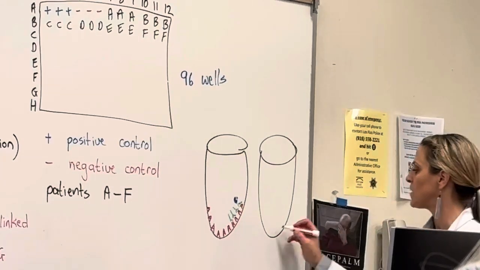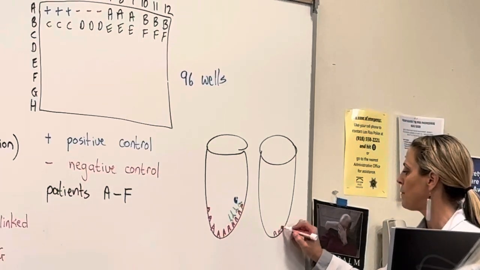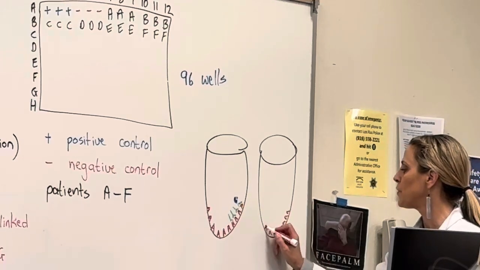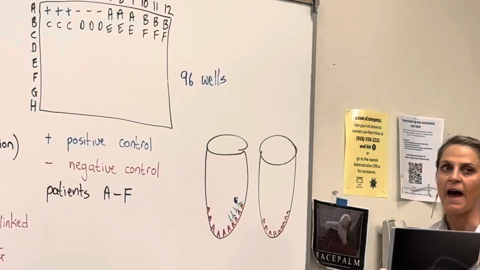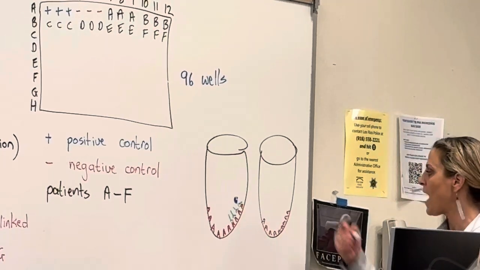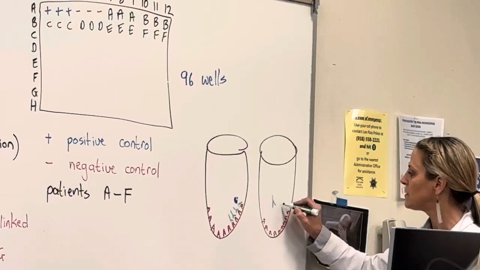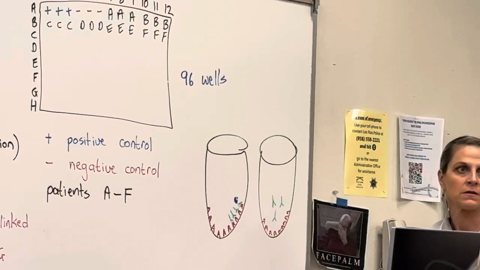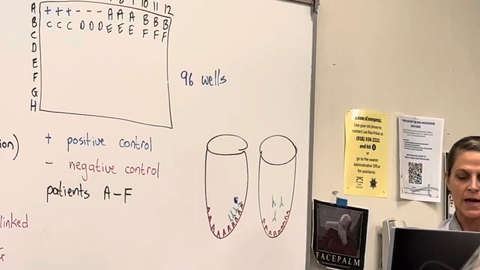Here's some sort of antigen. Something's going to stick to the bottom, but it's not for the flu. This is not the flu that's stuck to the bottom, because your patient doesn't have the flu. So what's going to happen is you're going to add these antibodies, and they didn't stick because they don't match. The antibody didn't match the antigen.